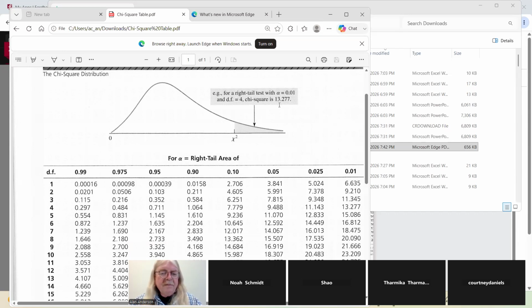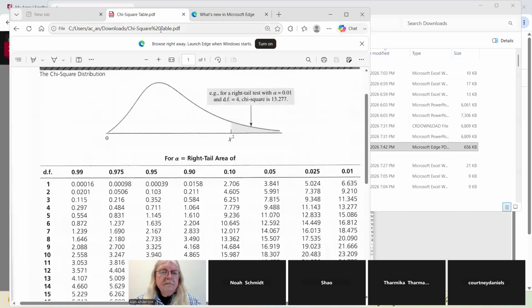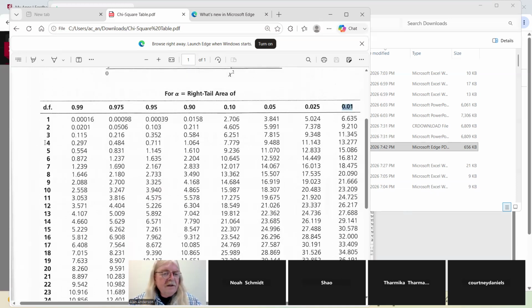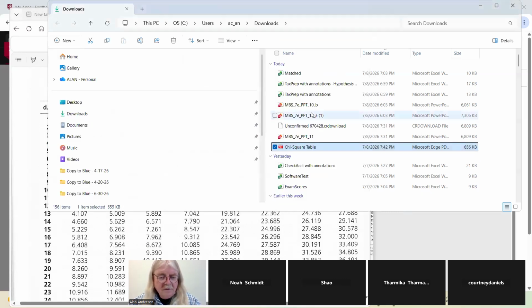So they have an example here at the top. Let's say alpha is 0.01. That would put us over here. Oh, I forgot. This is PDF. I can't write on it. So 1, but I can highlight it. And for 4 degrees of freedom, which is here, the intersection of those two is right here, 13.277. So let's draw that on the notes.